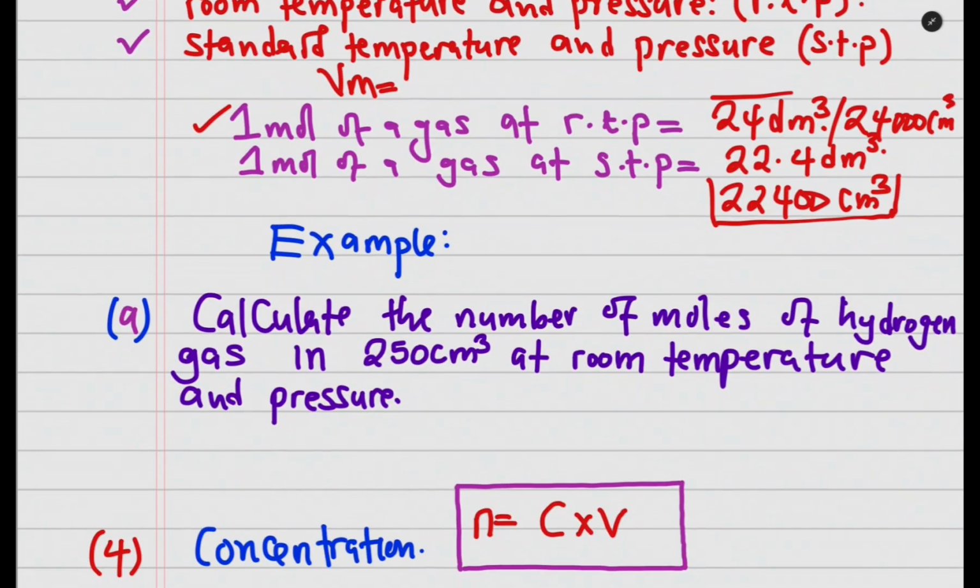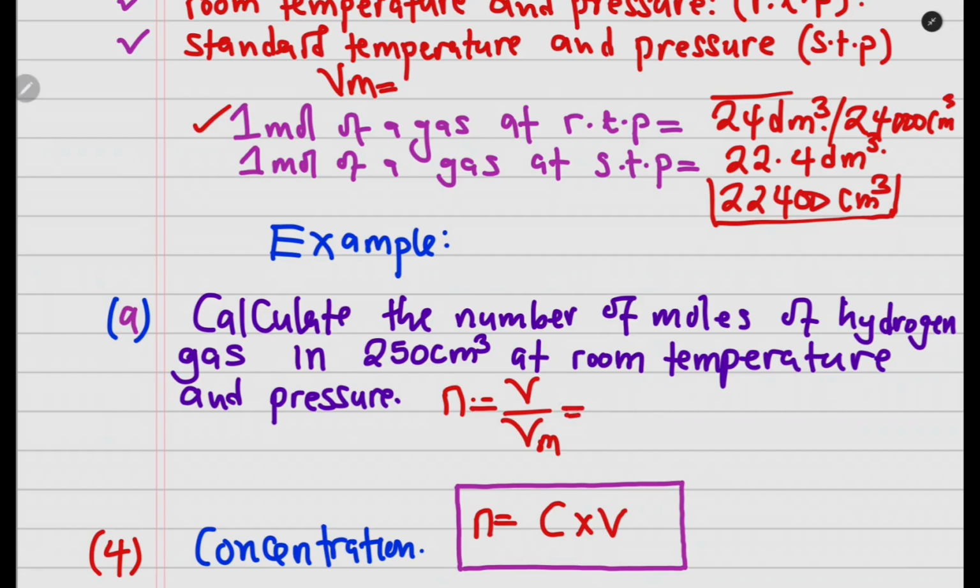Let us look at the examples. Calculate the number of moles of hydrogen gas in 250 cubic centimeter at room temperature and pressure. Like I said, the condition will always be specified. So what is important is to look at how you use the formula. The formula that we have is number of moles is equal to the given volume divided by Vm. Vm will always be given. The condition immediately they give you, just pick the Vm. But they will not give you that at STP it is 22.4 decimeter cubed, and at RTP it is 24 decimeter cubed. You need to know that.